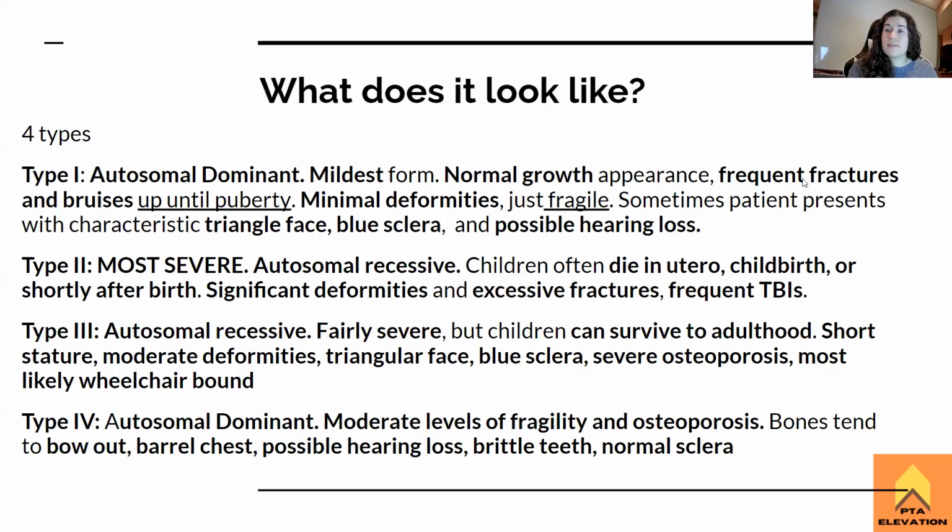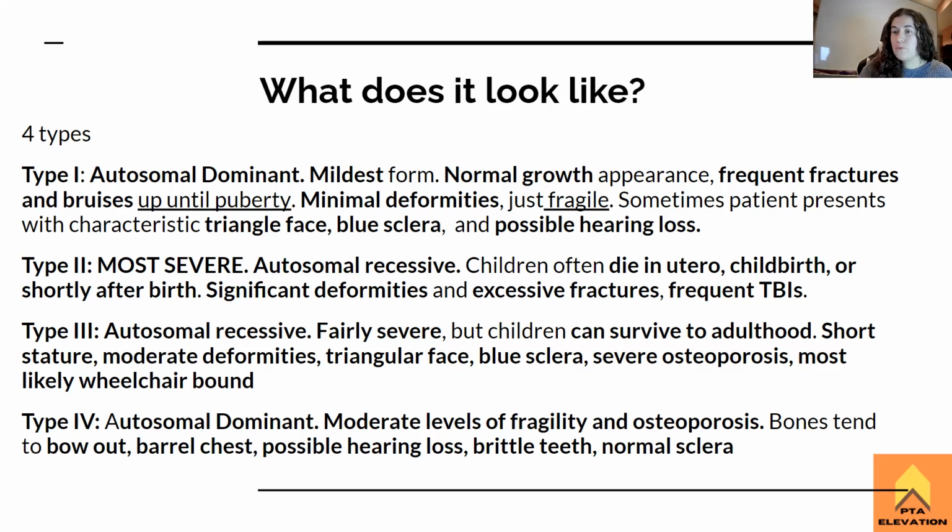So what does it look like? As I mentioned before, there are 4 different types. If you go on the Osteogenesis Imperfecta website, there are 8 or 9 different types. But for the sake of the NPTE PTA exam, we're only going to care about the first 4 types. If you end up working in pediatric PT, you're probably going to end up knowing all of them. But for right now, put these 4 types in your noggin for the NPTE, because these are the ones the board actually cares about.